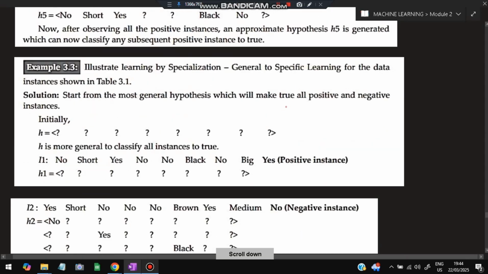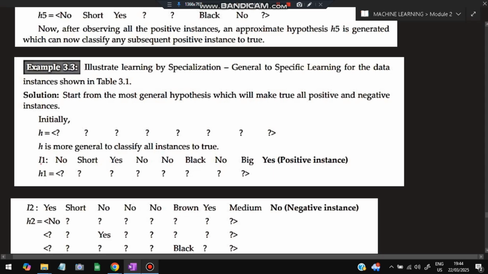Like that, in the reverse way, we do it for general to specific, which is also called specialization. Since it is general to specific, first the general is there, right? So we'll take all the question marks. Then this is an instance we'll be taking, and this is the h1 value hypothesis. Here we'll consider both yes and no. This is a bit complex, but listen to me carefully. I'll try to explain as much as I can.